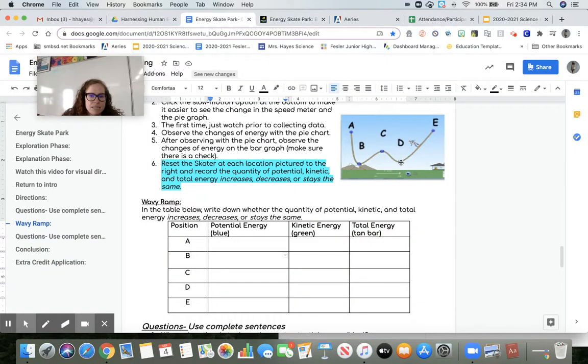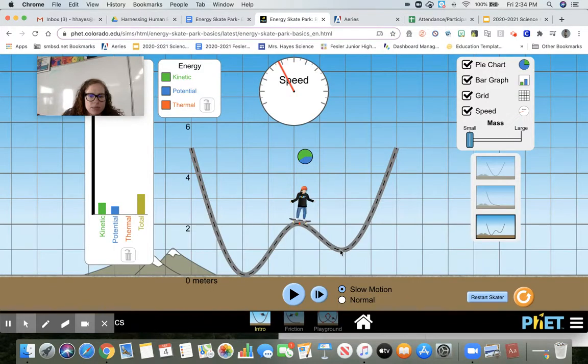All right, so for D, it's the next little dip, the bottom of the next dip. So I'm going to pause it when it gets here. Take a close look, see how much blue and green. It was green right here, I think. To me, it looks like it got a little bit bigger. So is that increased, decreased, or stay the same for potential, kinetic, and total?